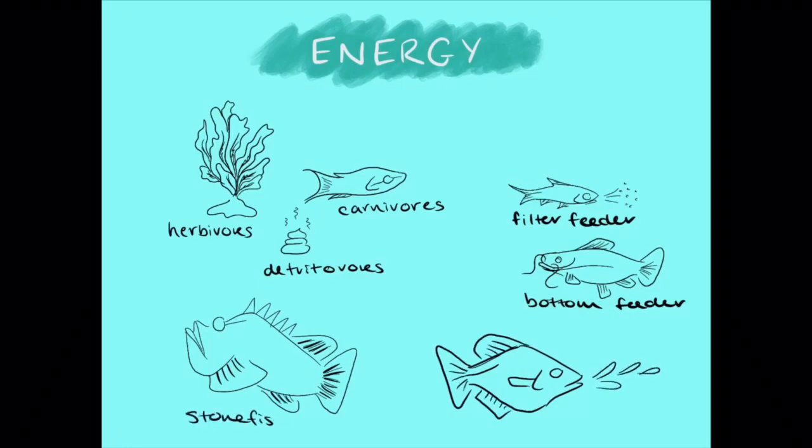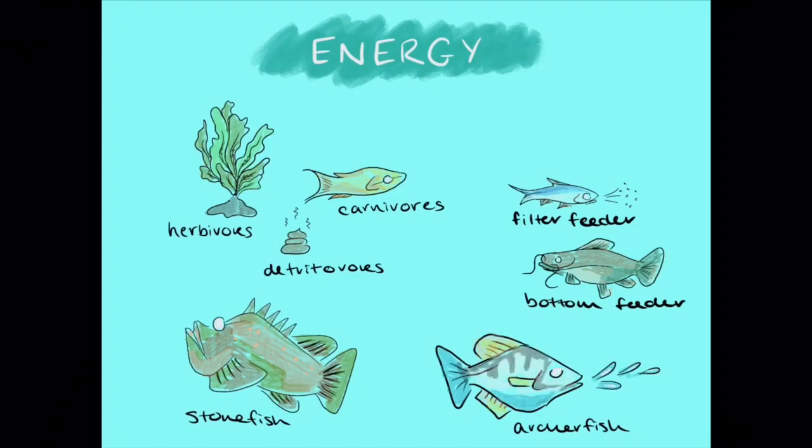Others, like anchovies, filter feed, and some, like catfish, bottom feed. Some fishes have very specialized methods of getting a bite to eat. For instance, billfish use their bills to stun prey. Stonefish utilize crypsis to camouflage themselves until they are ready to attack. And archerfish propel water to knock insects out of the air.